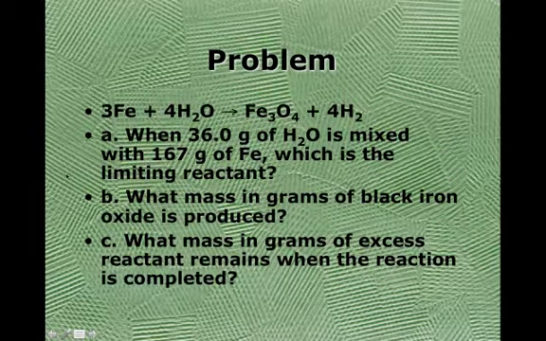So the question says, when 36.0 grams of water is mixed with 167 grams of iron, what's the limiting reactant? So we get to pick a number. Which number do you want to start with? Doesn't matter. 36. We're going to convert 36 grams of water into grams of iron to see how much iron is needed to react all of this water. So 36.0 grams of water.